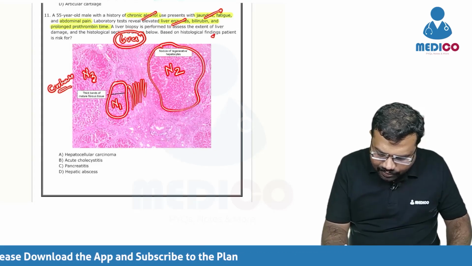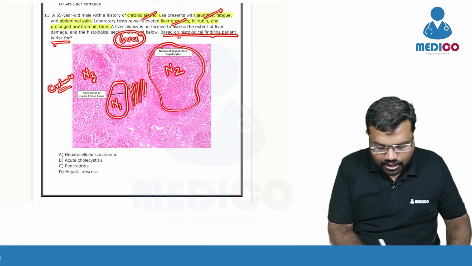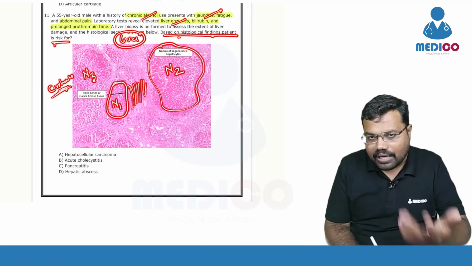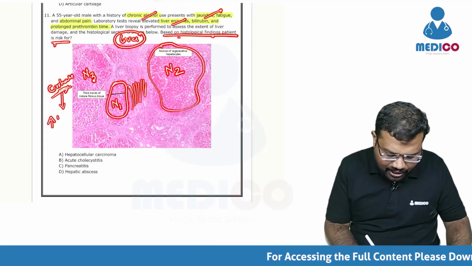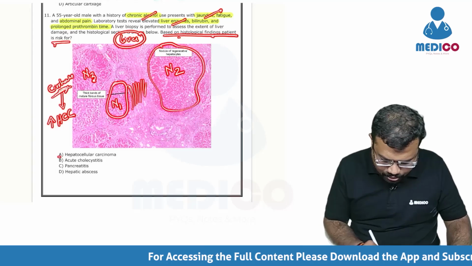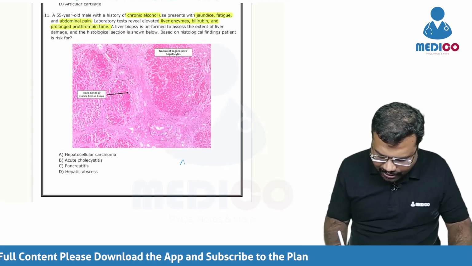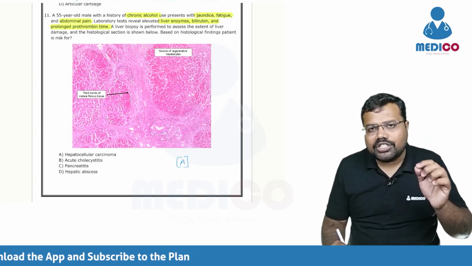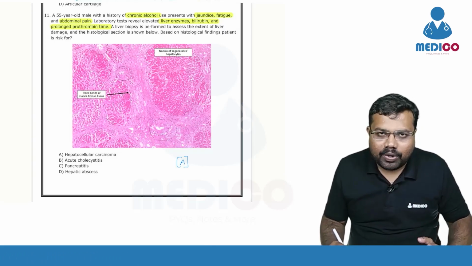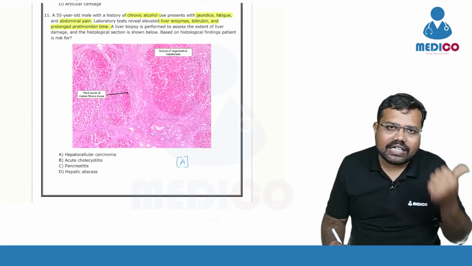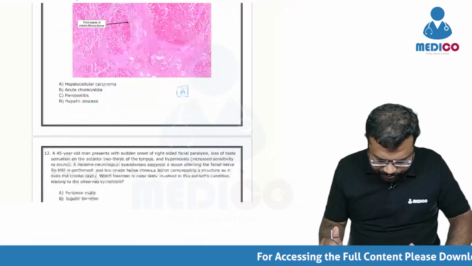And the question is, based upon the histological findings, what is the patient at risk for? The finding given in the histological section is cirrhosis. Whenever cirrhosis is present, there is an increased risk for hepatocellular carcinoma. So that is option A. The answer for the 11th question is A. As the given image is of cirrhosis, the patient is at risk for hepatocellular carcinoma. And why is it cirrhosis in the given image? Because it's a chronic alcoholic patient. That's about the 11th question.